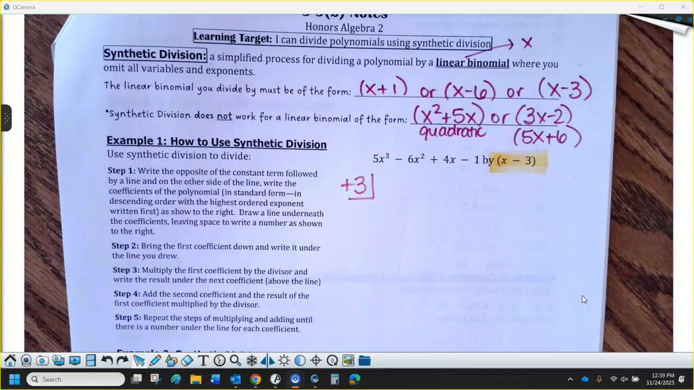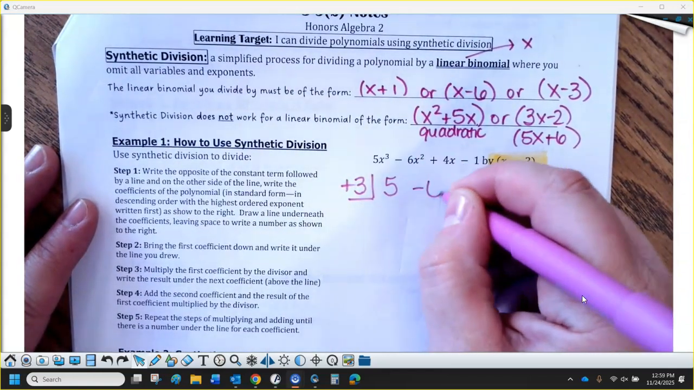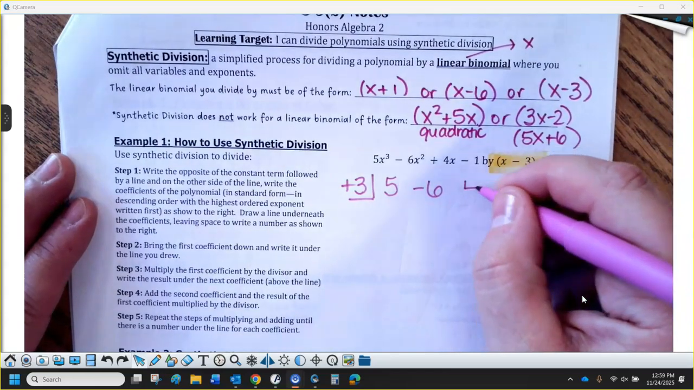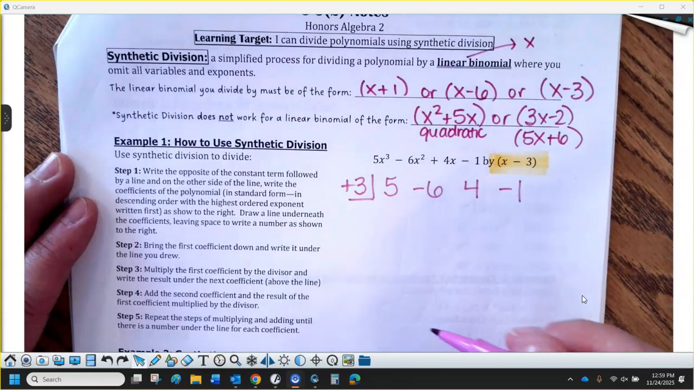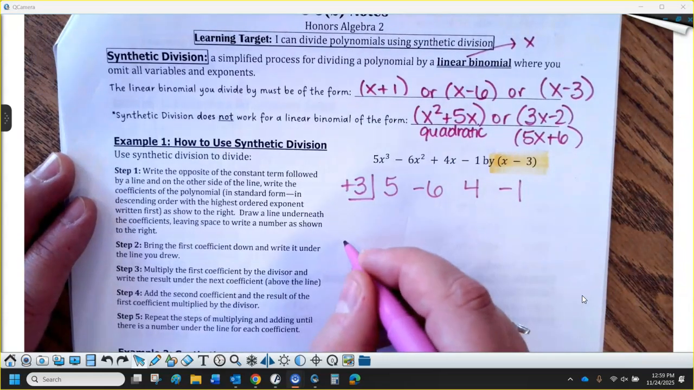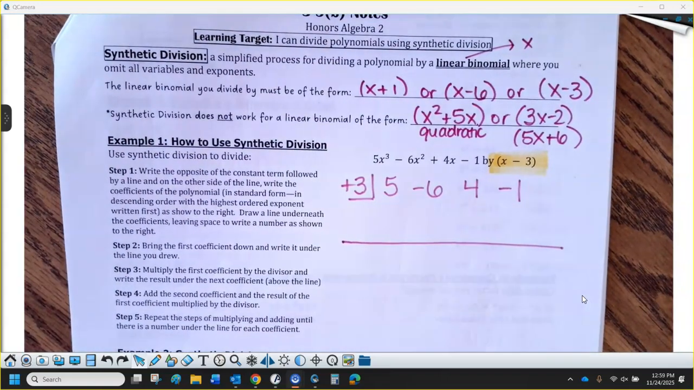Now, to complete the setup process, I'm just going to write the coefficients of each term of that polynomial. So I have a 5x cubed, a negative 6x squared, a 4x, and negative 1. You don't need to involve any of the variables. And then you're going to leave yourself enough space to at least write a number underneath here.